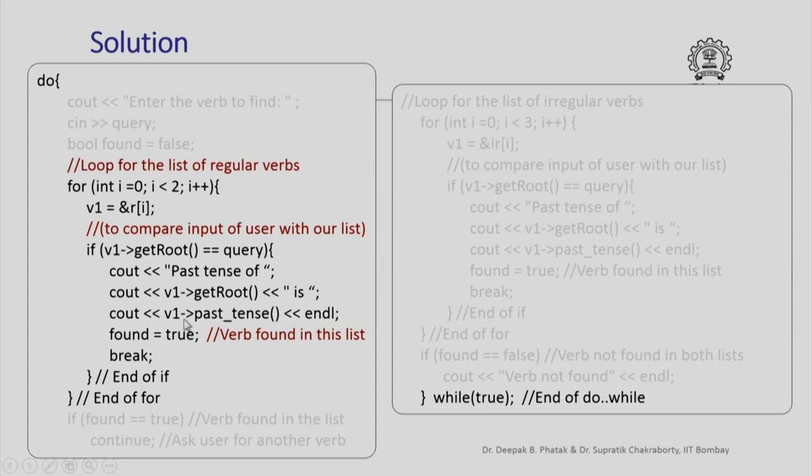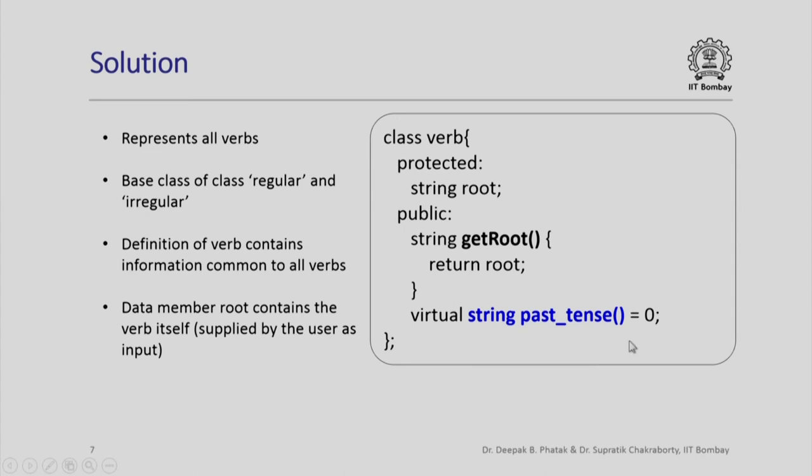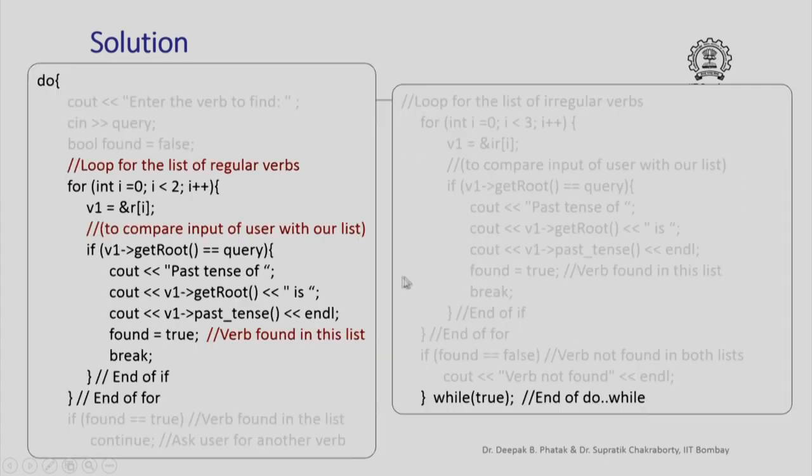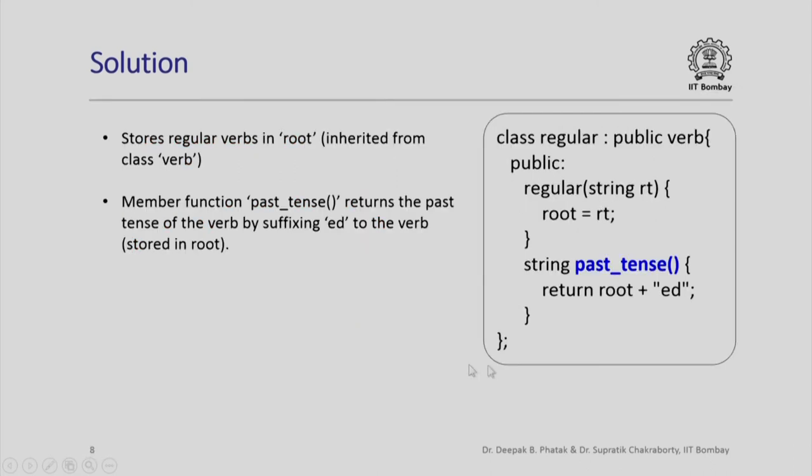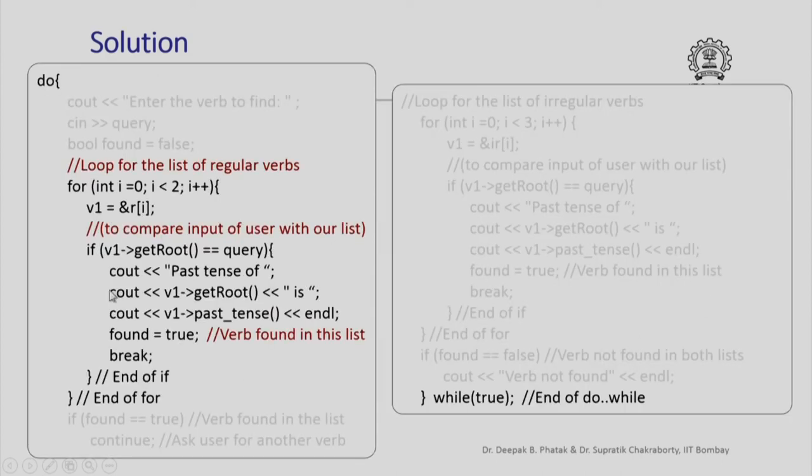Remember v1 is an abstract class in which past tense was declared as a virtual function. See this, past tense was declared as a virtual function. So, when I say v1 arrow past tense over here, it is going to find out what v1 is pointing to. V1 is pointing to an object of the regular class, and so it is going to call past tense of the regular class. And what does past tense of the regular class do? It just returns the root concatenated with ed. So that is what it is going to return over here. It is going to print that out, print an end of line. It is going to set the flag found to true and break from this for loop, because it has now found the queried verb in this list of regular verbs.